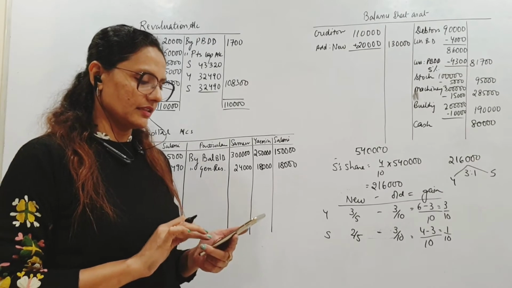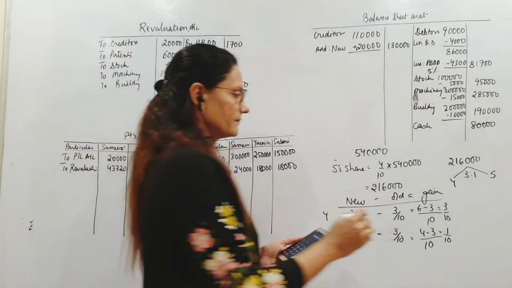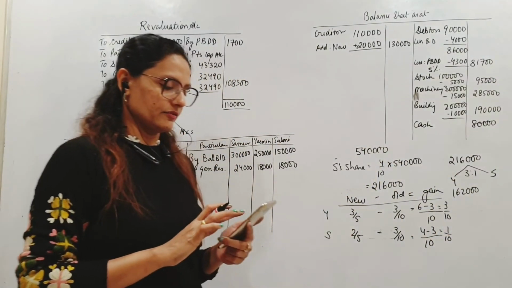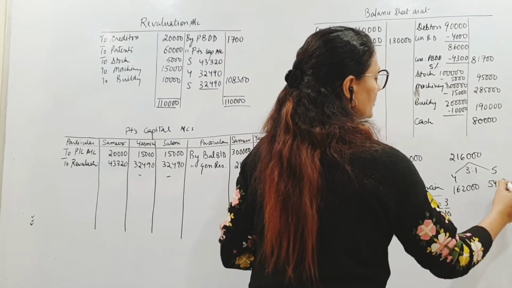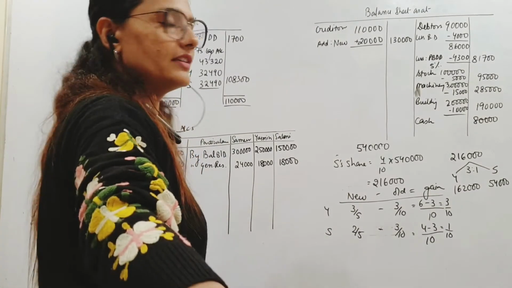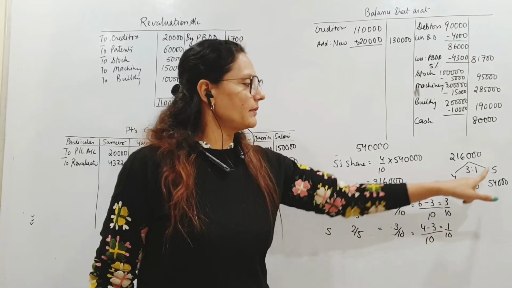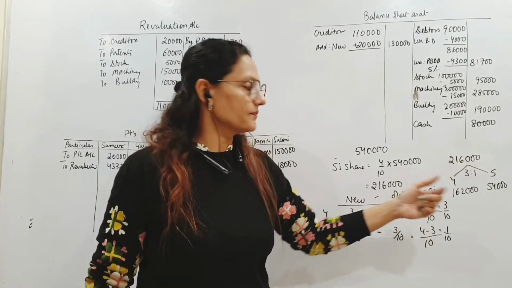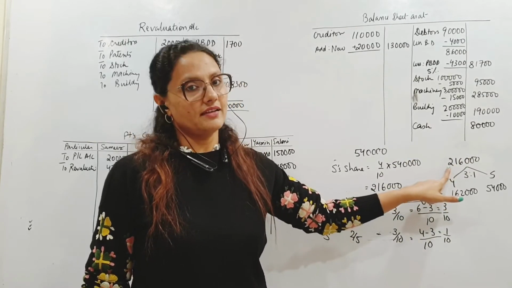So 2,16,000 divided by 4 into 3. 1,62,000 Yasmin will have to give and 54,000 Saloni will have to give to Samir. The journal entry is to debit these gaining partners: Yasmin's capital account debit, Saloni's capital account debit, to the retiring partner, Samir. Samir's capital account will be credited with the entire amount.